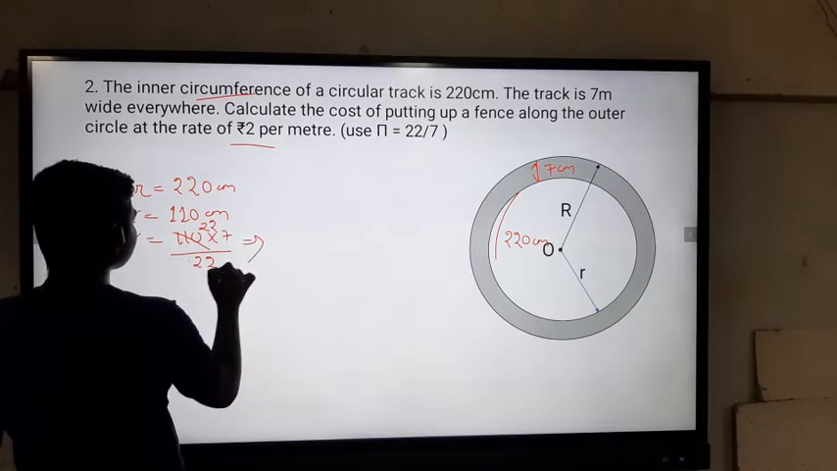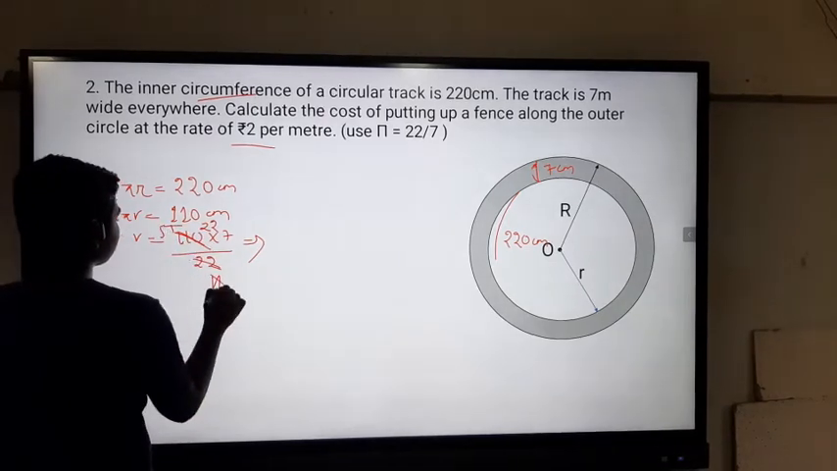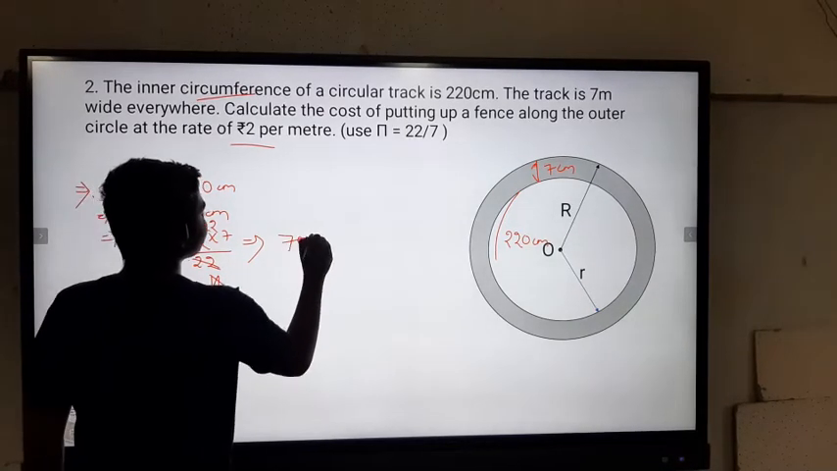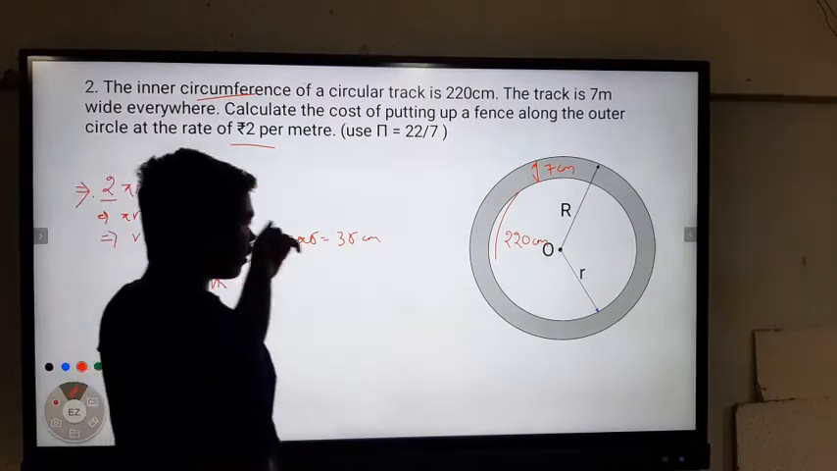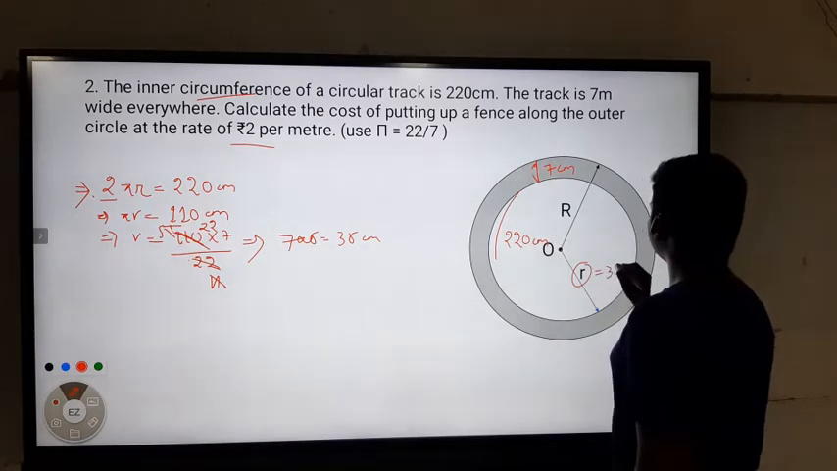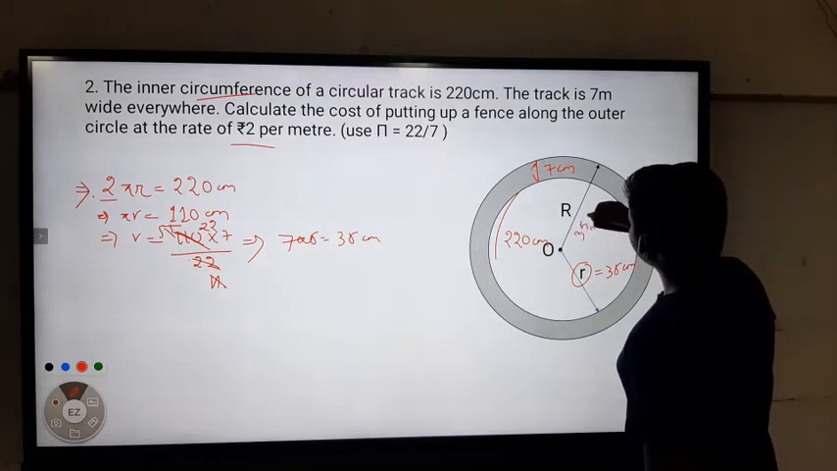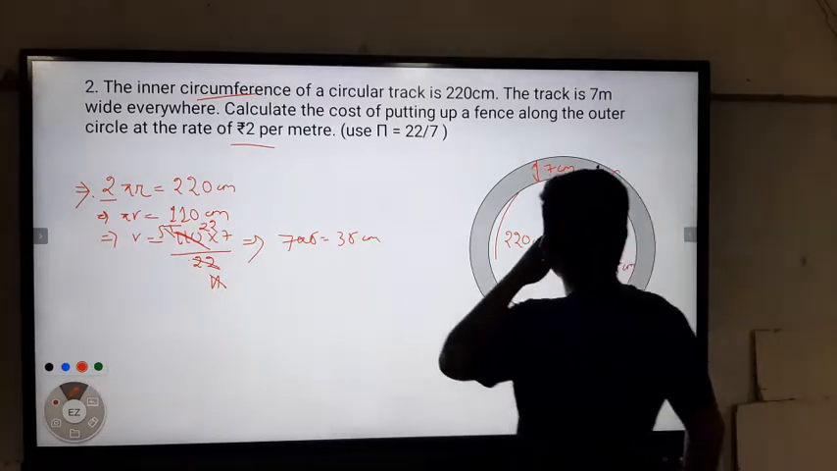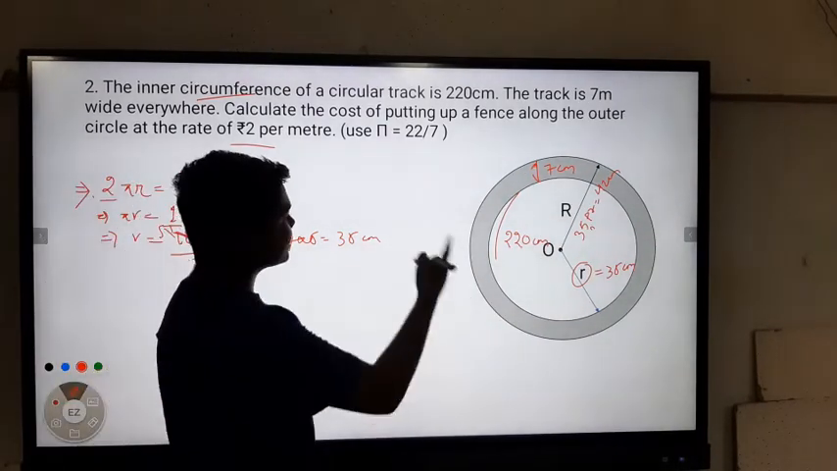So after calculation we will get 211. So it will come 7 into 5, that is 35 centimeter. So we have got that the small radius equals 35 centimeter, and this larger one will be 35 plus 7, that is 42 centimeter. Now we have the radius of the largest circle, so we can find the circumference of the largest circle.